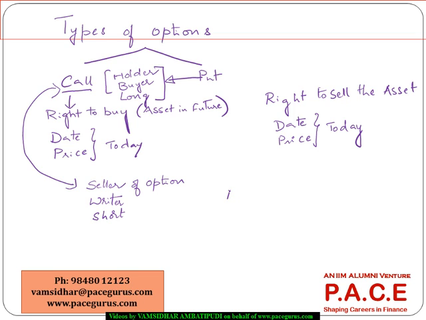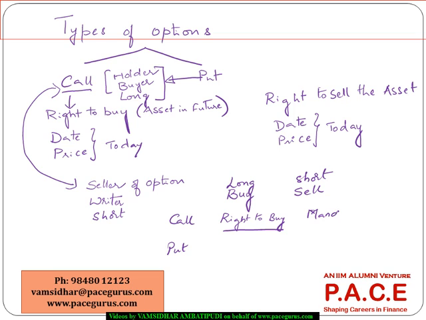So probably if I try to make a grid kind of thing here: buy and sell, call and put. Probably instead of buy and sell, I could have put it as long and short. So if I look at a grid here, a long call position is the right to buy an asset in future. And the short call position, it is mandatory to sell if the buyer wants to buy.